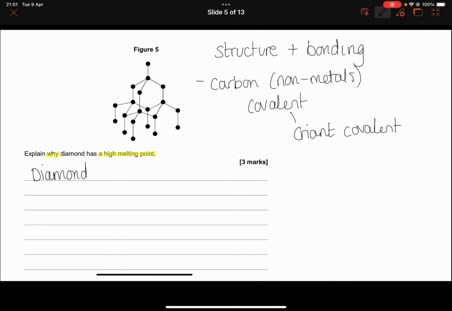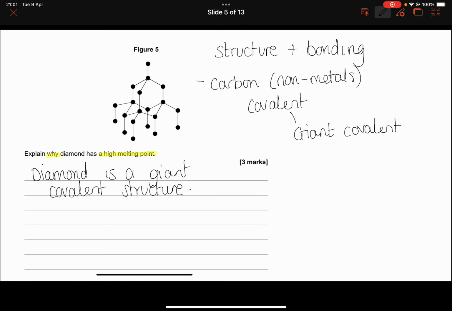Diamond is a giant covalent structure. That just means it's held together by covalent bonds, by shared pairs of electrons, and it is a giant structure, so it involves lots and lots of atoms. Now, sometimes this question can be worth 4 marks.